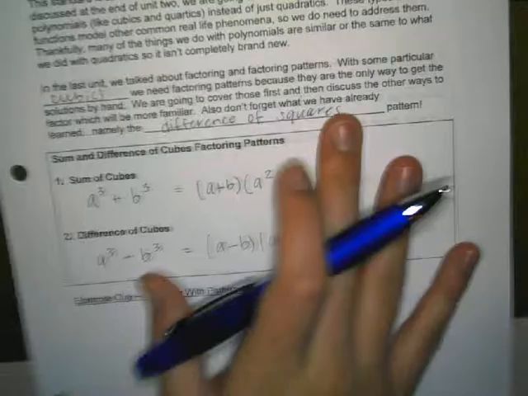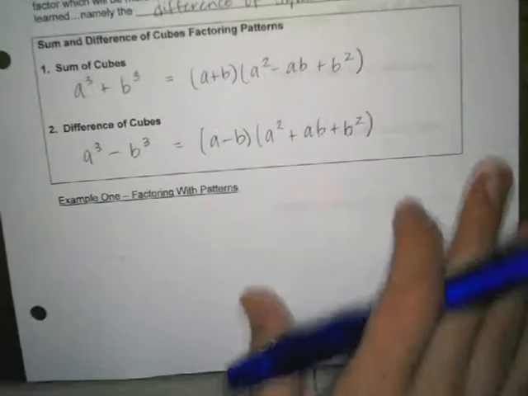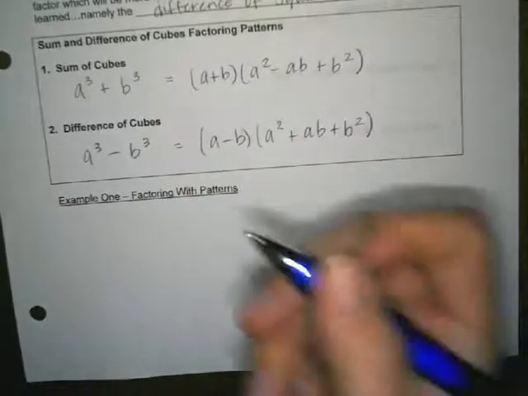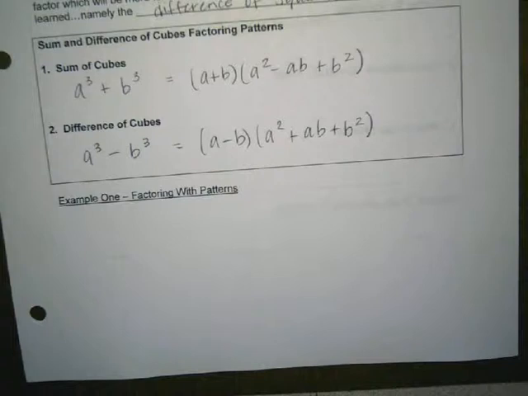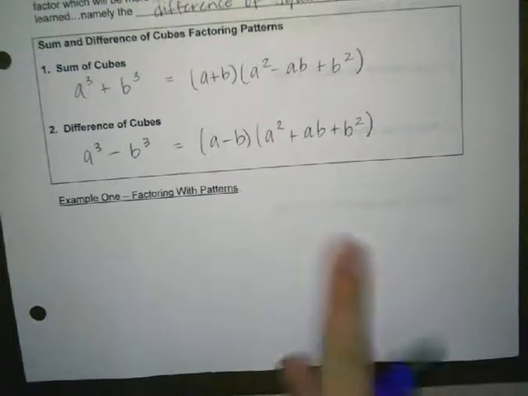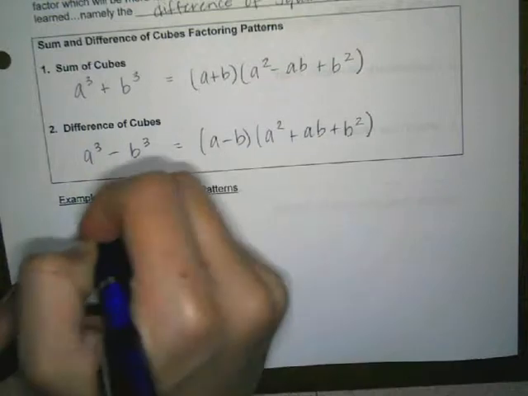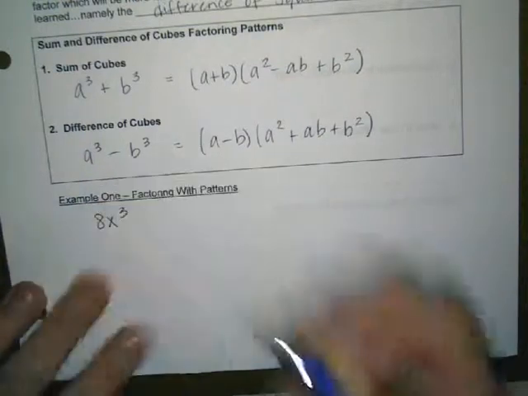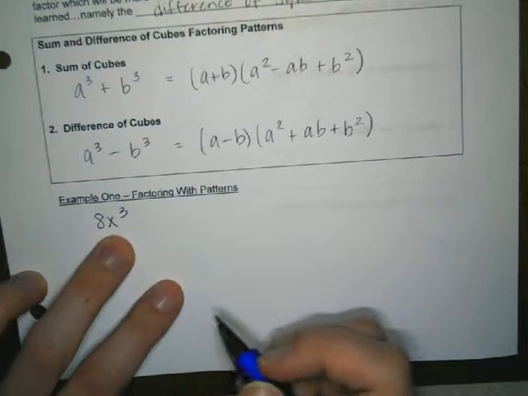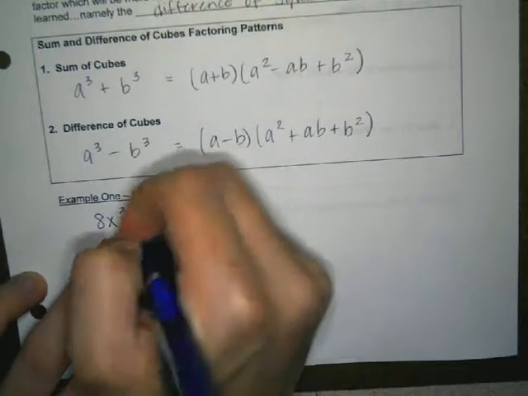All right, we're going to do 2 examples with these patterns together and see where we're at. We're also going to solve these at the same time. All right, let's stick with sum of cubes first. So, the first one we're going to factor and solve is 8x cubed plus 343.